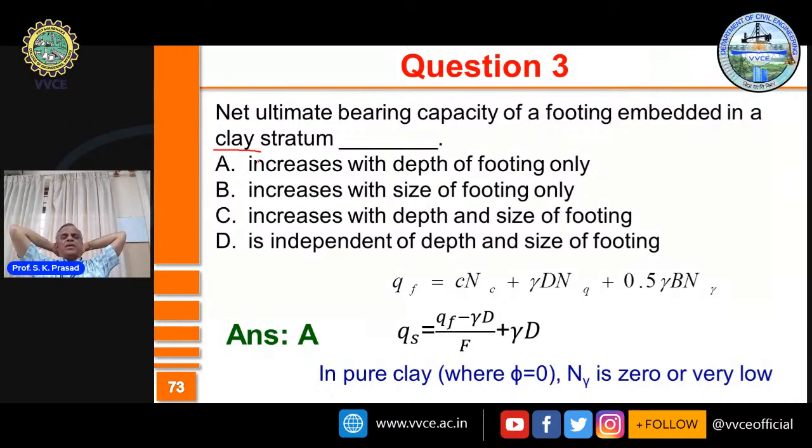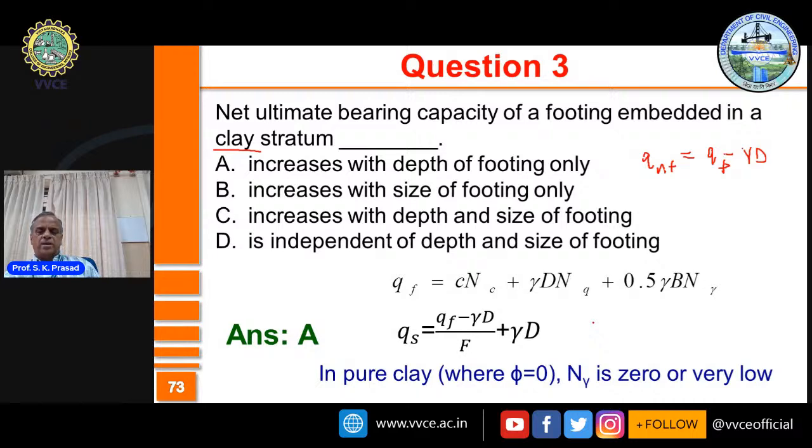So what is net ultimate bearing capacity? Ultimate bearing capacity is QF. So QNF, I will call net ultimate bearing capacity, is equal to QF, ultimate bearing capacity, minus the overburden pressure, gamma D. So it says net ultimate bearing capacity of clay stratum. You have to choose one of the 4 answers. Does it increase with increase in depth of foundation?